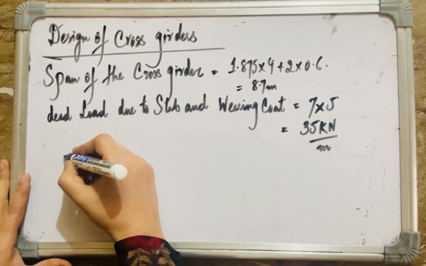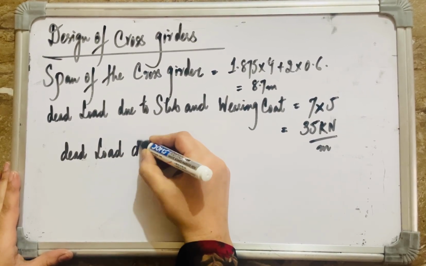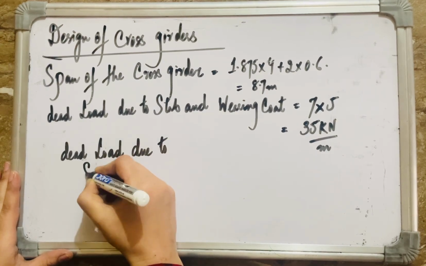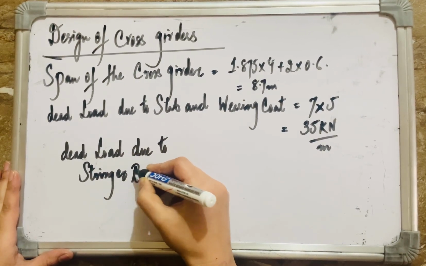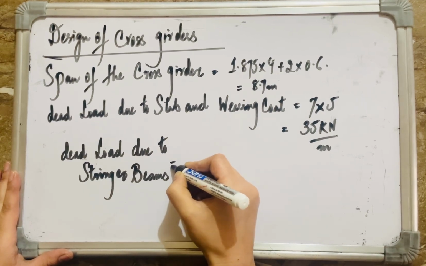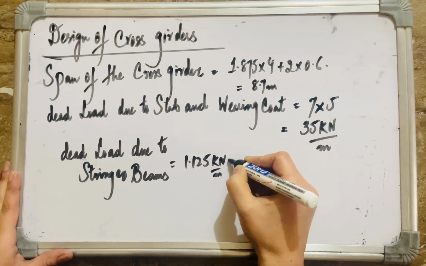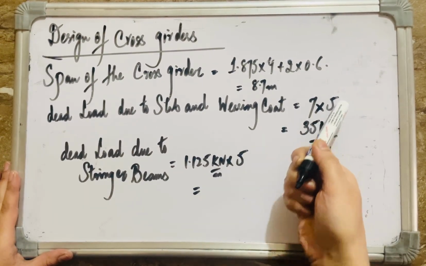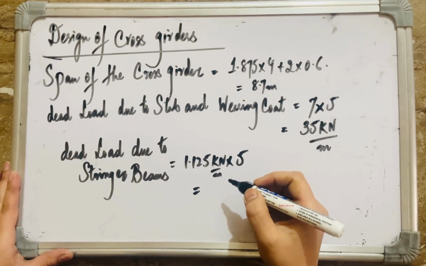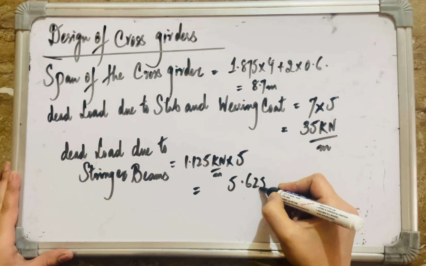So dead load due to stringer beams is equal to how much? 1.125 kilonewton per meter multiplied by 5. All right, because we are designing our cross girder, and by calculations it is equal to 5.625 kilonewton.